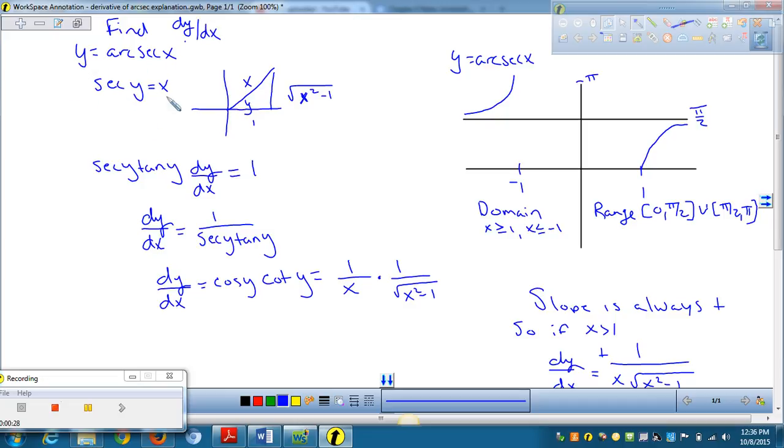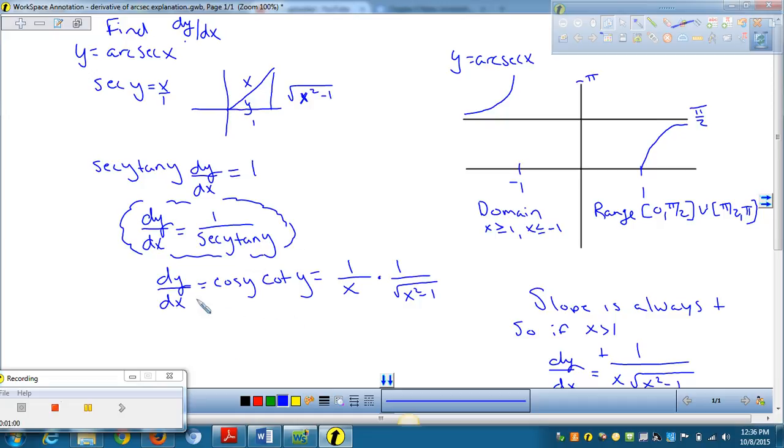So we do our rewrite, secant of y equals x. We make our right triangle. Secant is hypotenuse over adjacent, so we have x over 1, and we use the Pythagorean theorem to find the third side. Now we can take the derivative of both sides implicitly of the secant y equals x equation, and we get secant y tangent y dy dx equals 1. Solve for dy dx, and we get dy dx equals 1 over secant y tangent y.